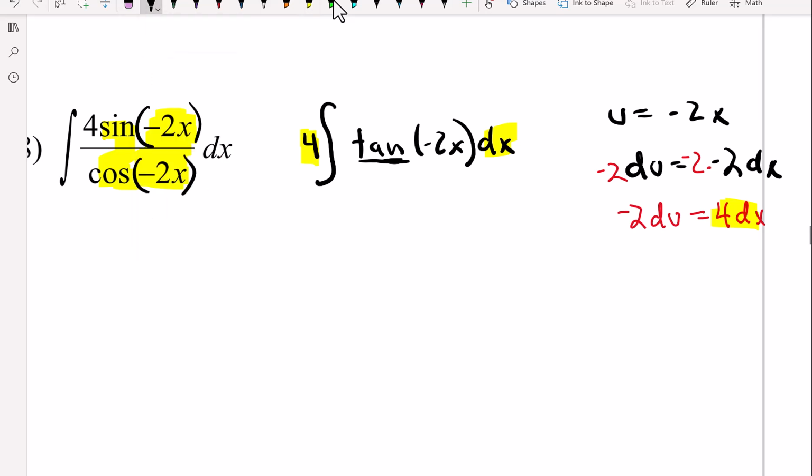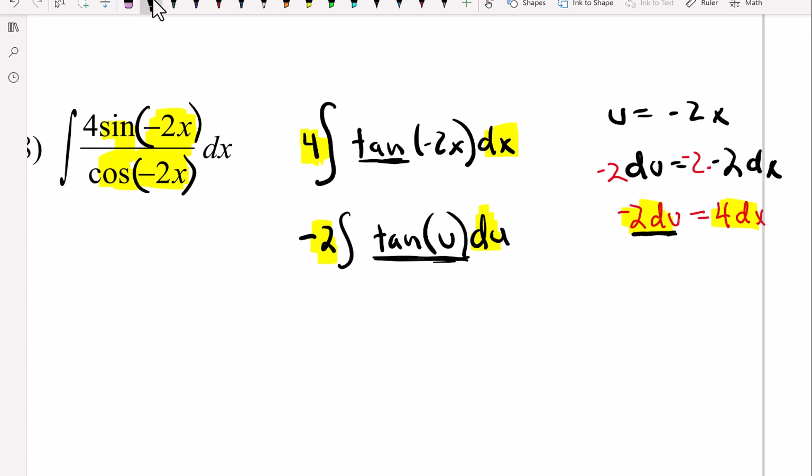Okay, so what do we have? So we have this thing right here that's going to substitute for that. So I'm going to put negative 2 tangent u du. Now this part right here substitutes for the 4 dx. Okay, now this is the quandary because there's not a function whose derivative is tangent, so we can't work backwards that way.